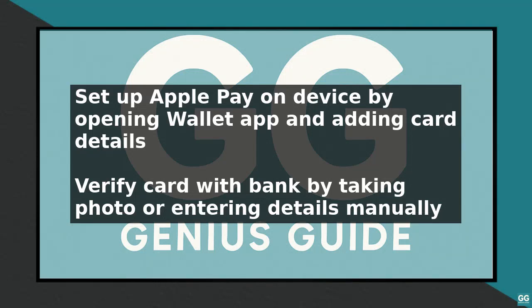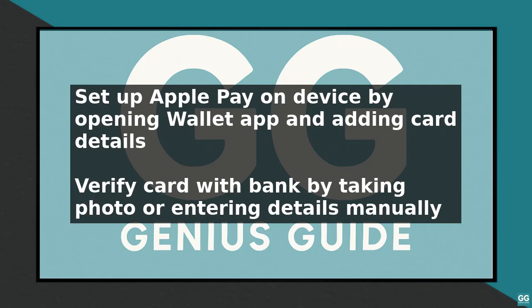To pay with Apple Pay online, you will first need to set up Apple Pay on your device. This can be done by opening the Wallet app and following the prompts to add a credit or debit card. You will need to take a photo of your card or enter the card details manually, and then verify the card with your bank.